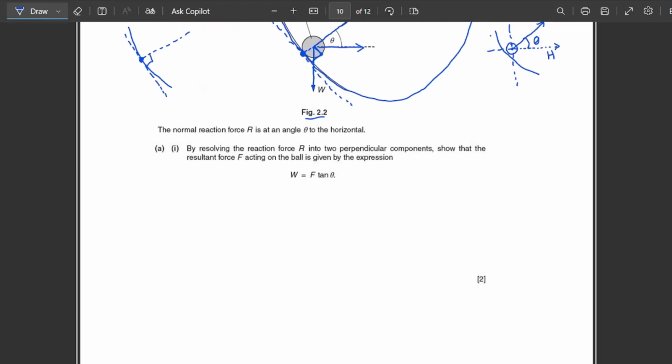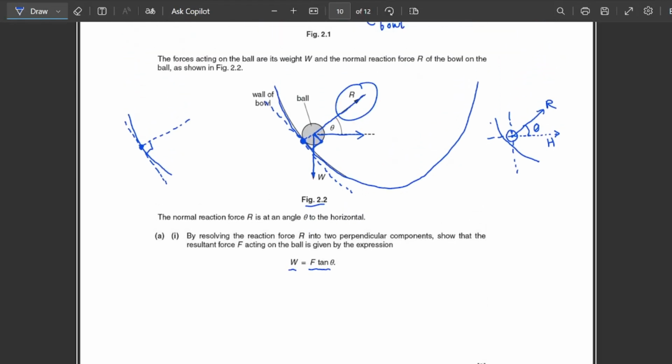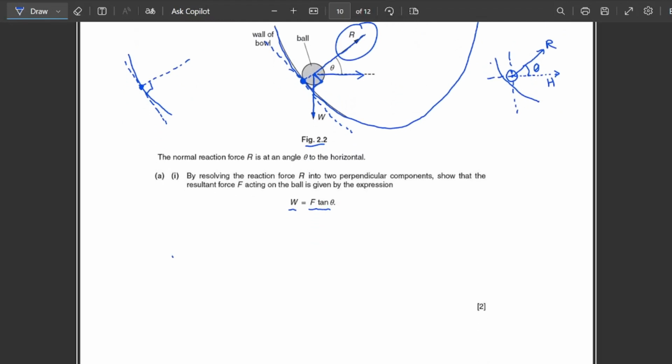It says by resolving the reaction force R into two perpendicular components, show that the resultant force F acting on the ball is given by the expression W is equal to F tan theta. So what they want you to do is you can see that there's this force R, and if you draw an axis over here, if you draw an axis like so, this is the vertical, this is the horizontal. What they want you to do is they have this force R.